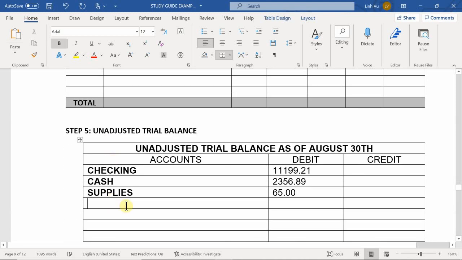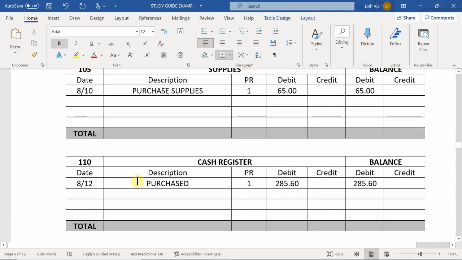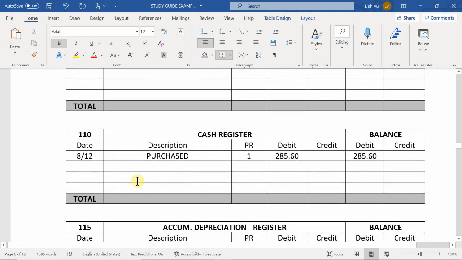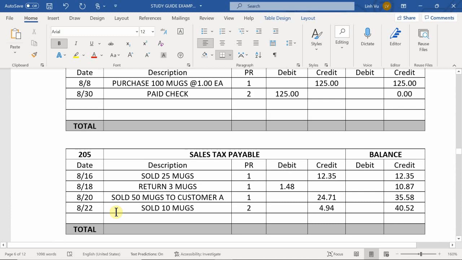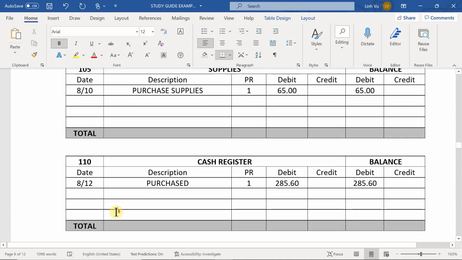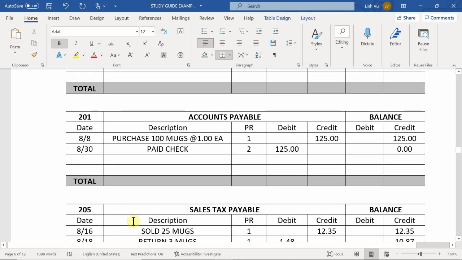What's after supplies? Cash register. We have 285.60. Okay, so we have a cash register for 285.60. And what is next? Next, we have accounts payable. It's 0, so it doesn't matter.